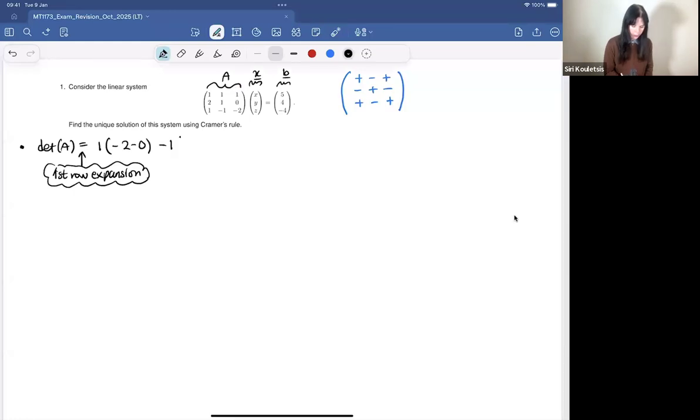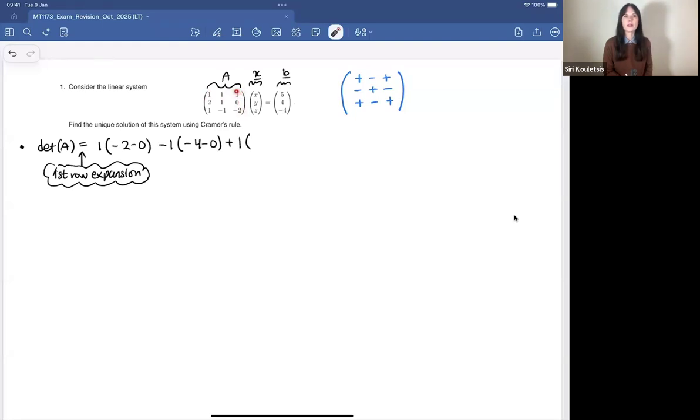Then we have -1, because this 1 here is in a minus position, times the determinant of the 2 by 2 matrix we get when we cover up the column and row that this 1 is in. So we get 2 times -2 minus 0 times 1. So it's just -4 minus 0. And finally, it's +1. Then cover up the column and row that this 1 here is in and take the determinant of this 2 by 2 matrix. So it's -2 minus 1 times 1.